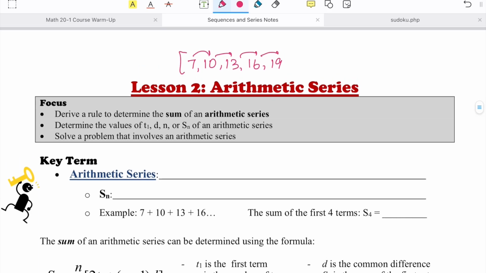Is this a finite sequence or infinite? Infinite. Oh, no, that one. Oh, that's fine, because these are brackets. Yes, that's finite. If it kept going, then it would be infinite.